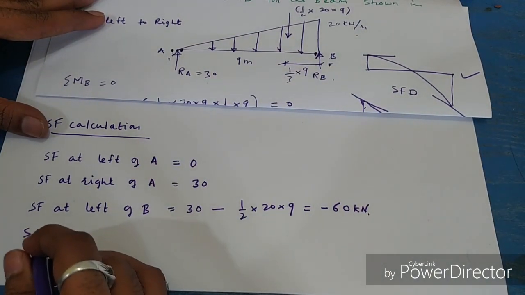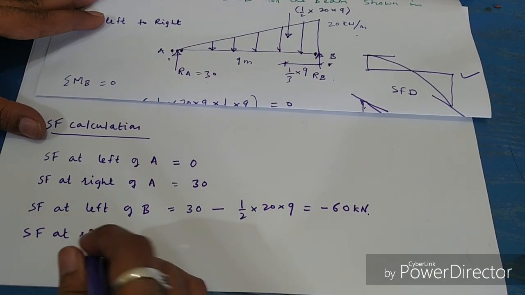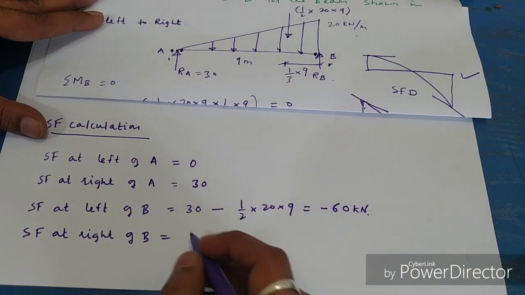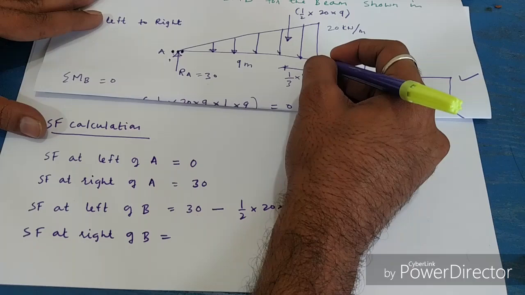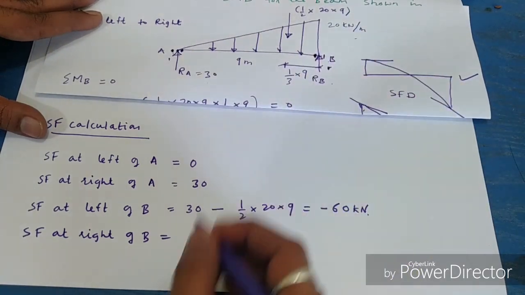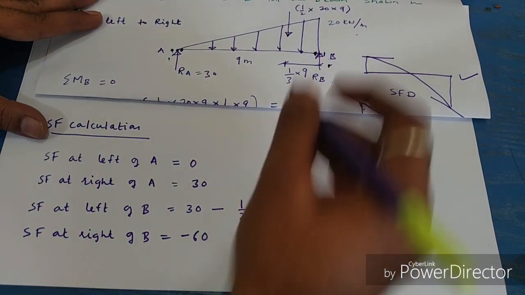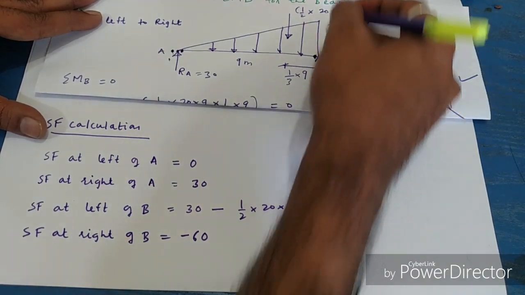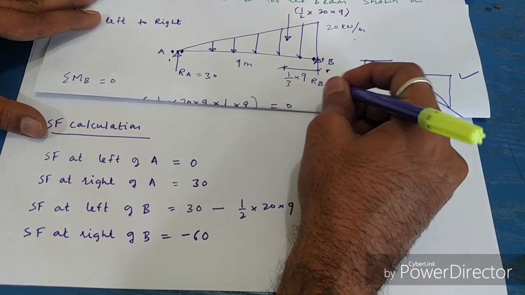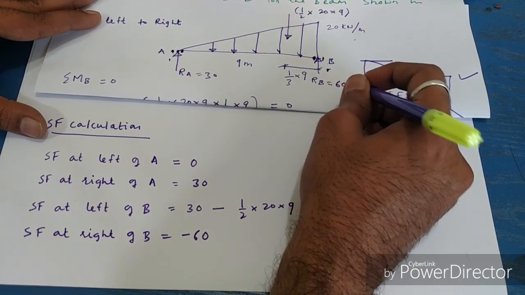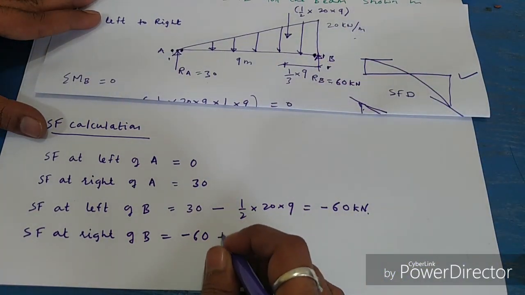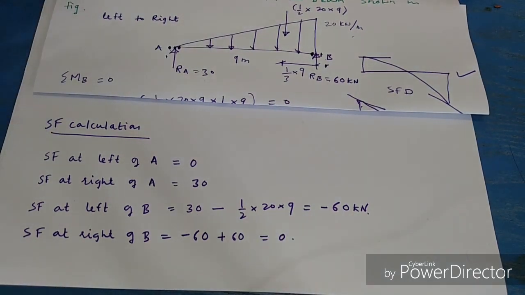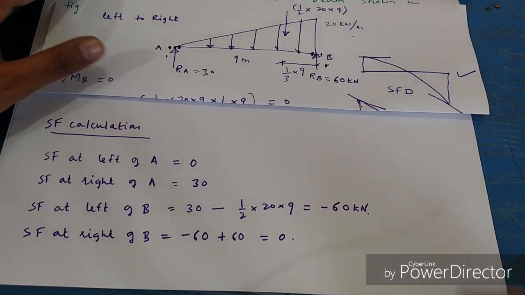Next point, we have shear force at right of B. You are traveling from left of B to right of B. So at left of B you take the shear force minus 60. When you are traveling from left of B to right of B, RB is going upward. We have calculated RB, which is 60 kilonewton. So plus 60 will come here, which will be equal to 0. So now you can draw the shear force diagram.